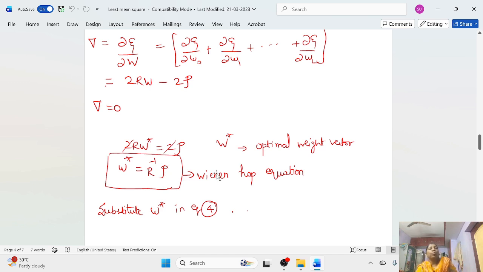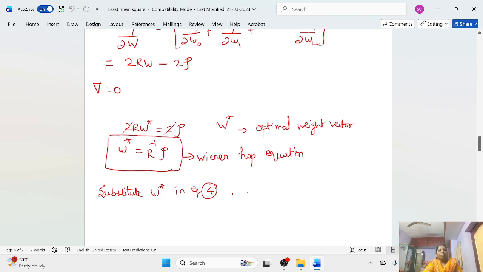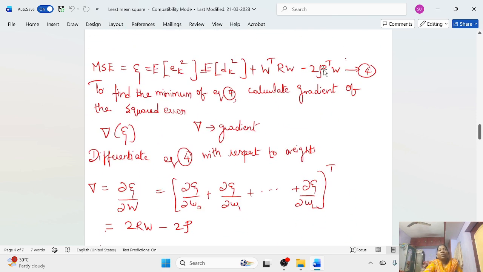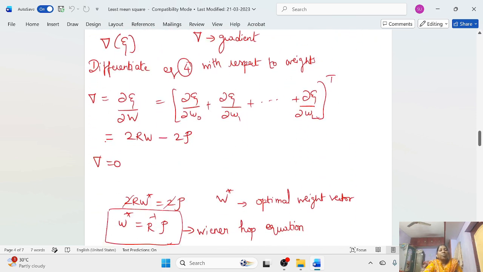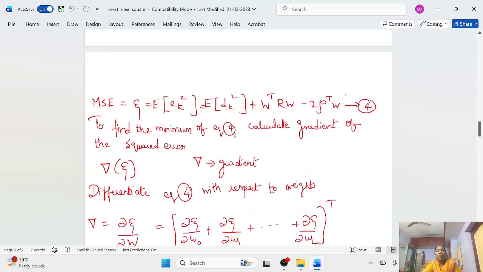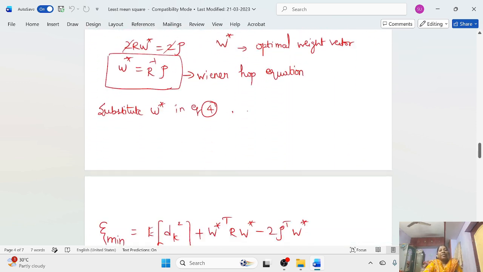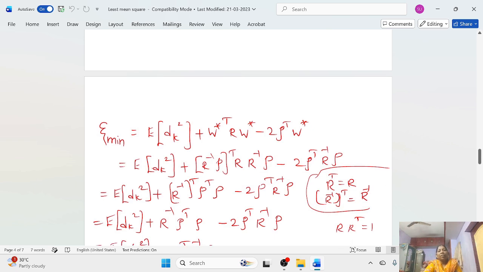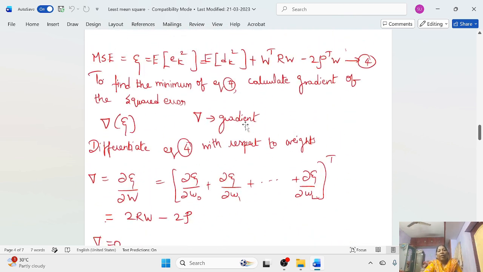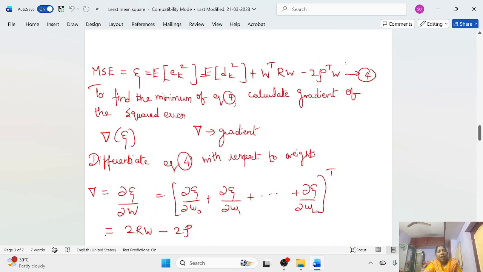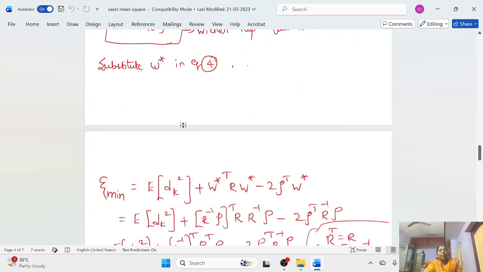This one, w star, we call the optimal weight vector, and this equation we call the Wiener-Hopf equation. After obtaining the Wiener-Hopf equation, we have to substitute it in equation 4. In the place of W star, we have to substitute R inverse rho. Wherever W appears, we make it W star, and we substitute this Wiener-Hopf equation here.